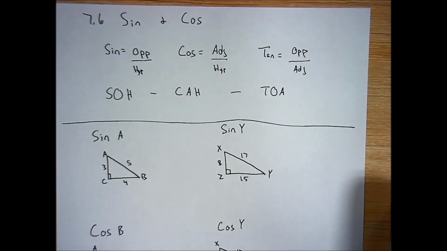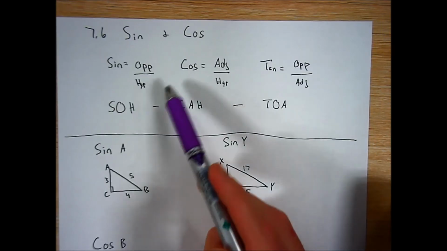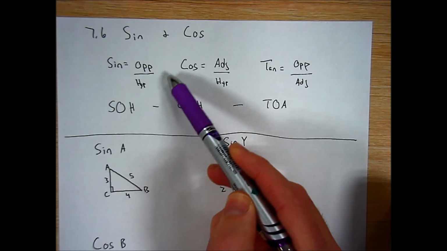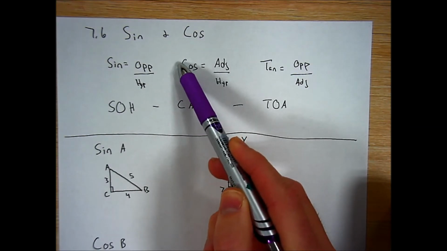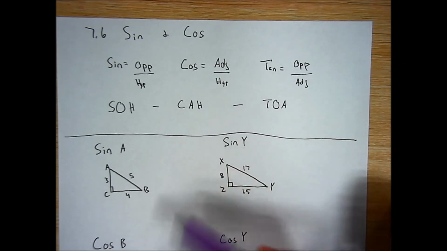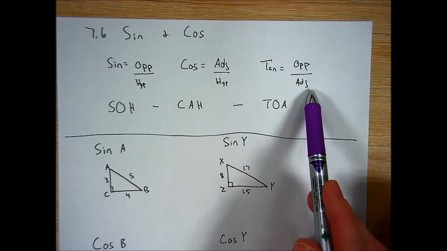Alright guys, back for some more right triangle trigonometry. Today we're doing sine and cosine. The sine ratio is equal to the opposite side divided by the hypotenuse, and the cosine ratio is equal to the adjacent side divided by the hypotenuse. Remember yesterday we had tangent, which was opposite over adjacent.